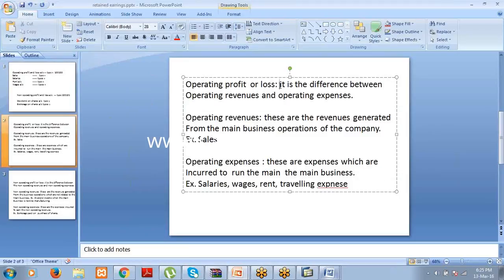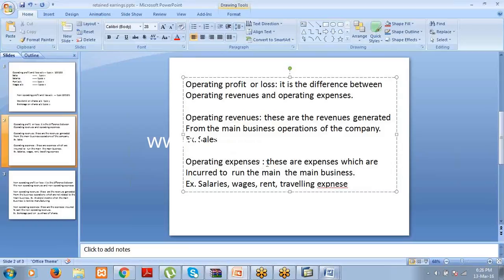Operating profit or loss is the difference between operating revenues and operating expenses, obviously. Then what are the operating revenues? These are the revenues generated from the main business operations of the company. Example, sales. Remember, sales is always operating revenue. So here our main business is textiles manufacturing. We have produced textile products, we have sold and we got the revenue. That is called sales revenue. So sales revenue is always operating revenue.